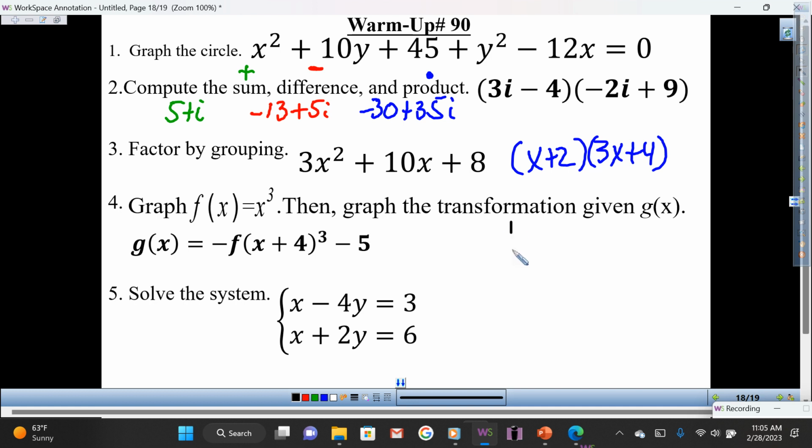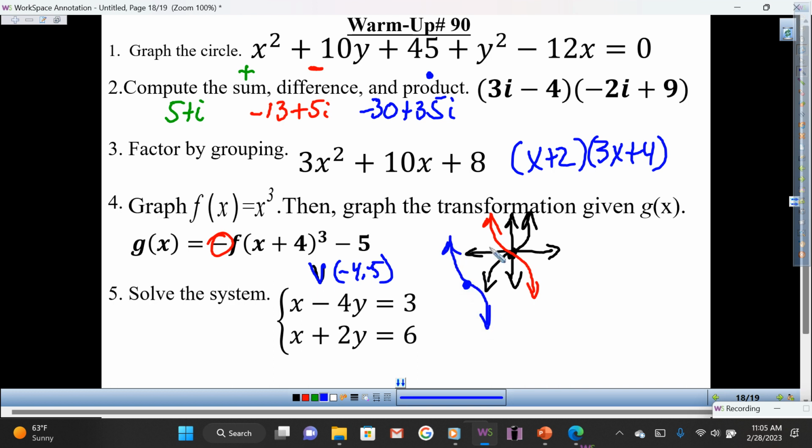Number 4, graph. The parent function is like this, going through 0, 0. Where are we going to move that to? What would be our new vertex? Our new vertex, Christina. -4, -5, so that means we're going to end up somewhere down here. However, what do we do with this, Christina? Yeah, invert the parent function first, and then move it to that spot. Hands, have you got that? Let's go.